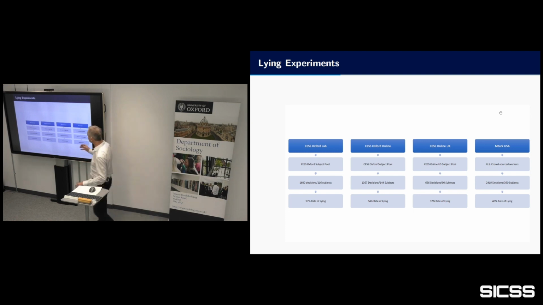We conducted this experiment initially in the SICSS-Oxford lab, with the SICSS-Oxford subject pool. We had in total 16,000 decisions made by 116 subjects. The average rate of lying for those subjects was about 57%. So subjects lied or declared 43% of their income, and the lying rate was 57%. So that's the outcome of the Oxford lab.